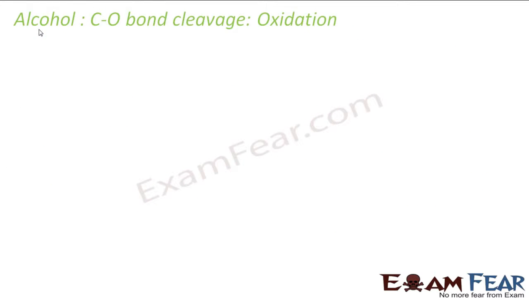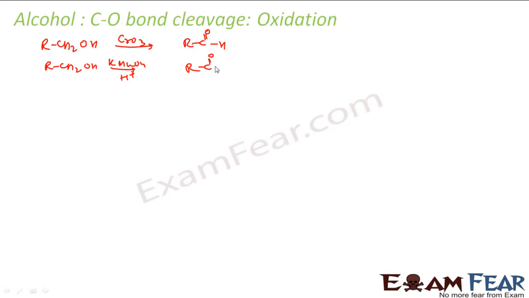So let's see some of the reactions here. For example, I have RCH2OH and then I add CrO3. It is actually a weak oxidizing agent. You get RCOH. But same RCH2OH, if I add KMnO4 in acidic medium or in H+ after that, I get RCOOH. In both cases, we are doing oxidation, but it depends on whether the oxidizing agent is weak or strong.